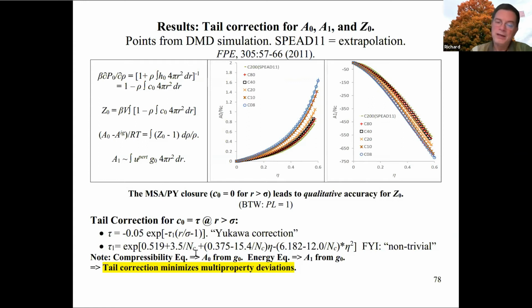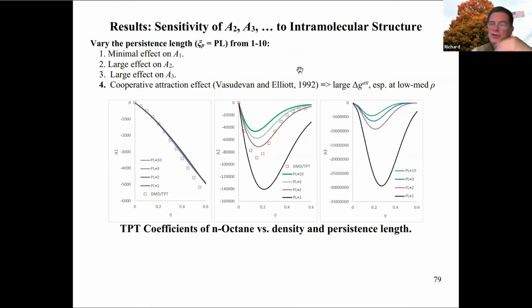But basically, when I say the energy equation, what I'm trying to equate is the A1 term, because that's where G naught comes into play. So we want to get the A1 term and the A naught term to fit the simulation results, and this represents that fit. So that's fine.